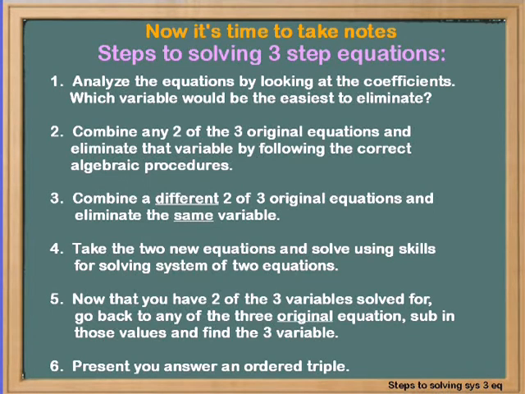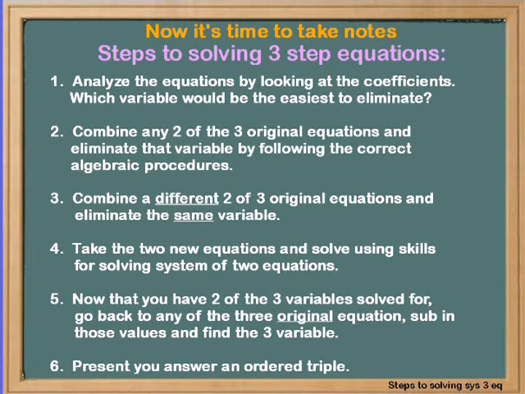Once you've chosen the variable that you would like to eliminate, pick any 2 equations and start the process of eliminating that variable. Put that equation off to the side and go to step 3, where you'll combine a different set of 2 original equations. You'll also make sure that you eliminate the same variable. This is very important. Now that you have 2 equations of 2 variables, you have the skills to solve this type of system. So go ahead and solve it.